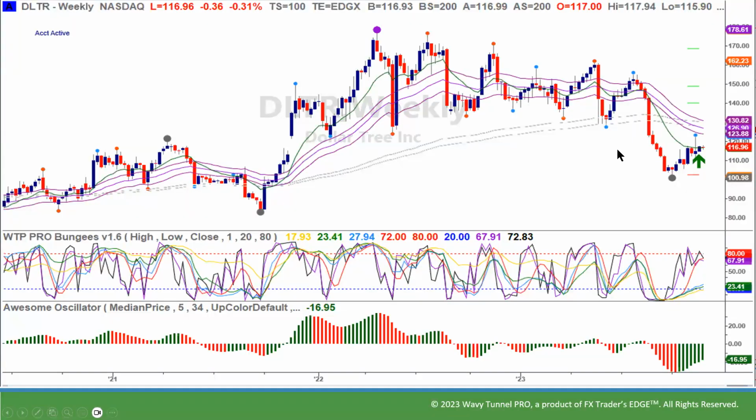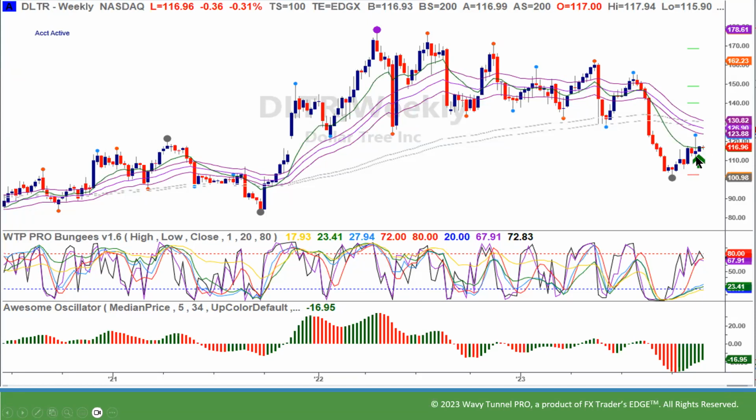So the first one is Dollar Tree, but look at the pattern again. We have the wave separating from the tunnel, and then the market moves down, and you get the gray dot. On TradeStation, it's a gray dot. It's not an arrow or a triangle, it's a gray dot.